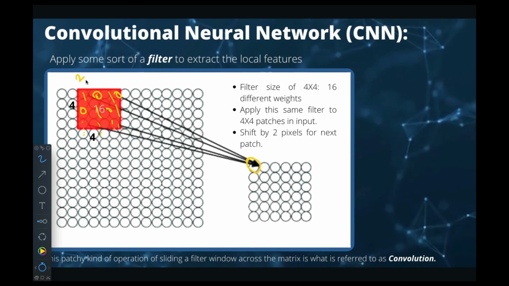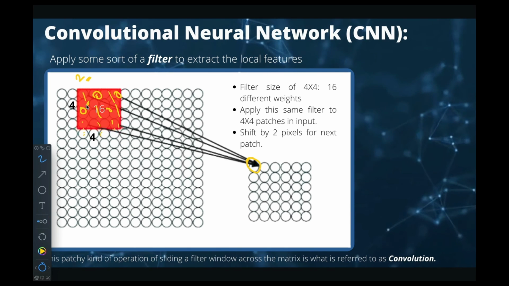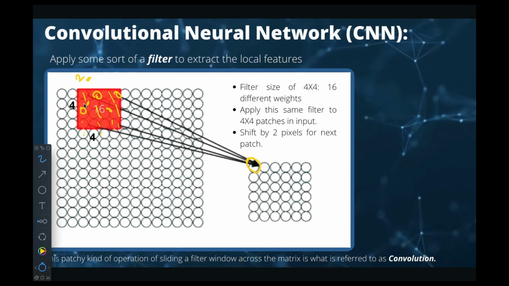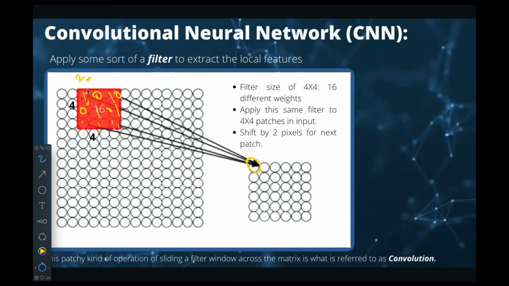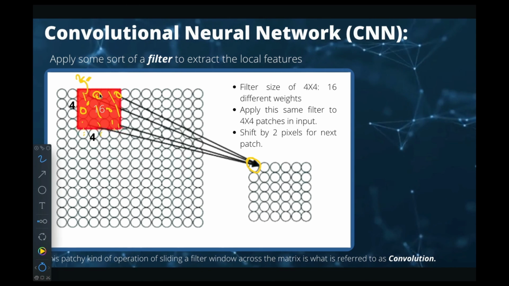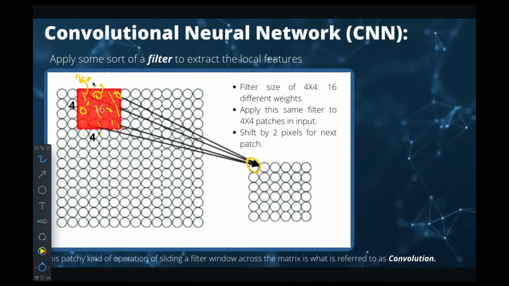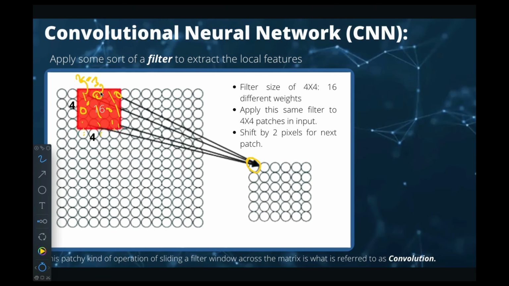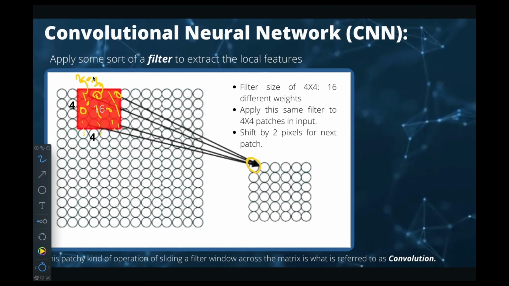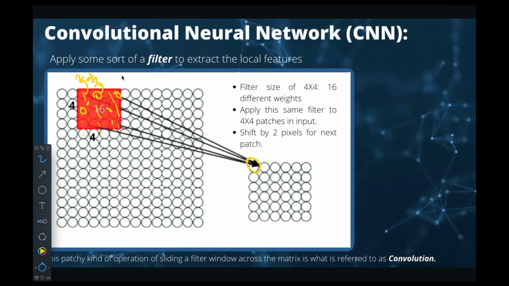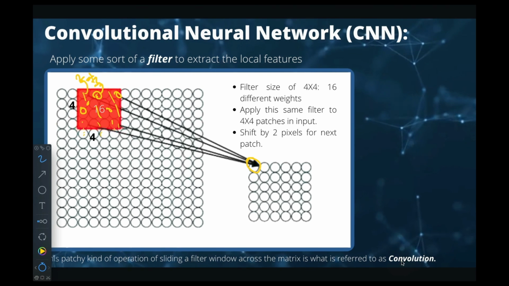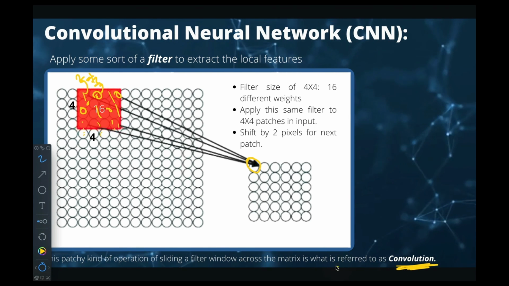So there's a value on the patch, and then there's a value on the filter, which you're going to do element-wise multiplication with. For instance, 1 times 2 will give you something, plus say 0 times whatever value is also there. Maybe on the patch there's 3 there, so 0 times the 3, plus something like that. This kind of operation that you're doing is what is referred to as convolution.